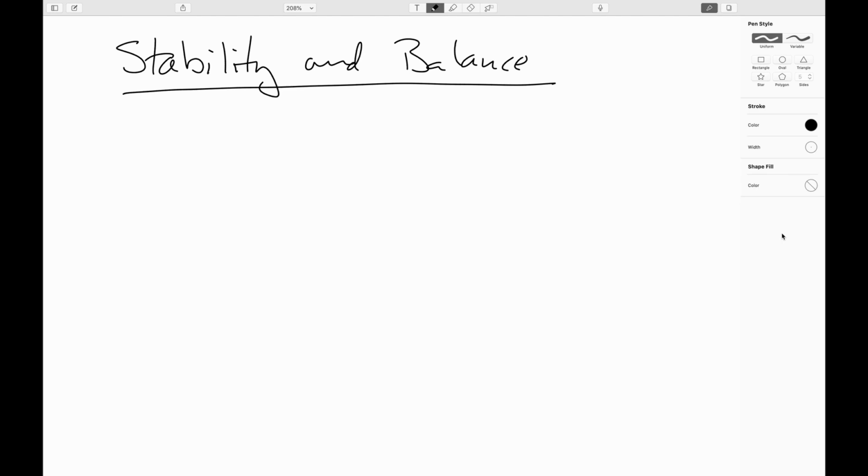In the last video, we took a look at the conditions for equilibrium and worked a few examples. Mostly because I didn't want that video to get too long, this video is just going to pick up a couple of additional topics. First one I want to visit is stability and balance.